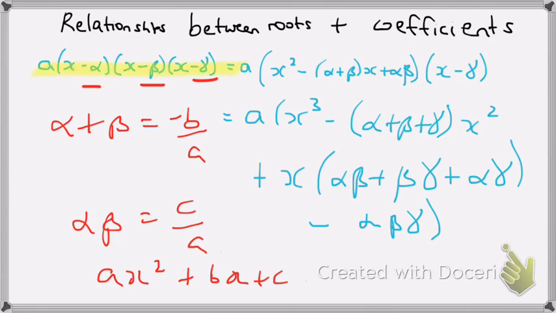So you can see up the top here that I've expressed the cubic. This is the most general way to express a cubic with the roots alpha, beta, gamma. I need that a out the front in case it is a not monic polynomial.